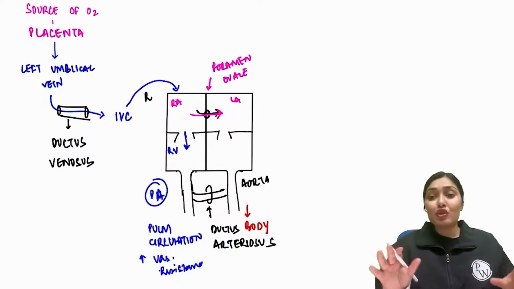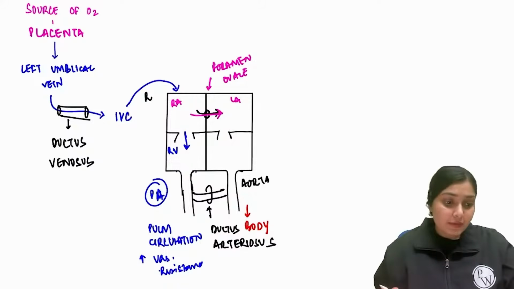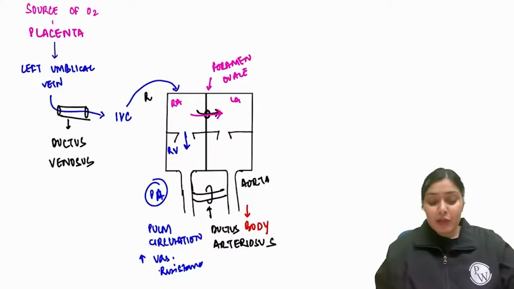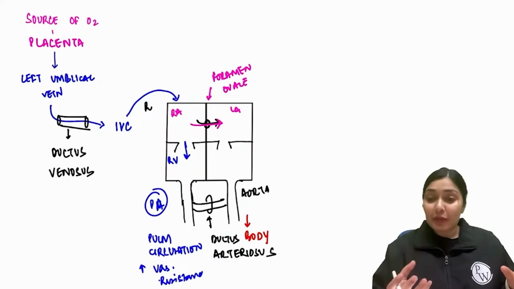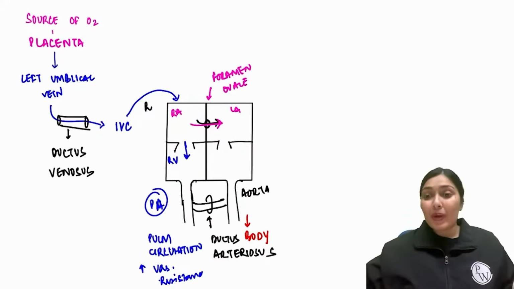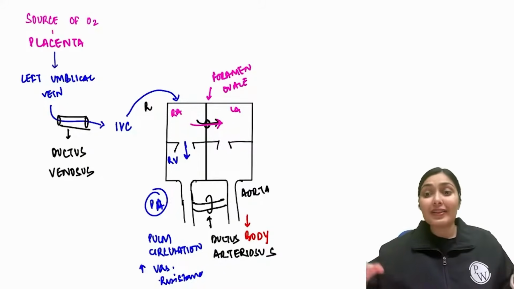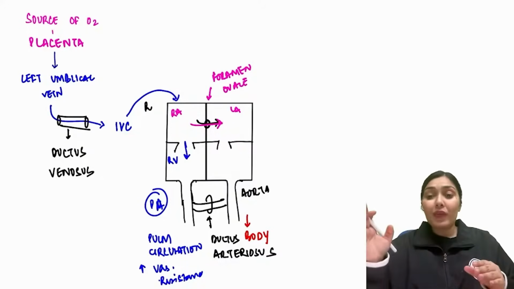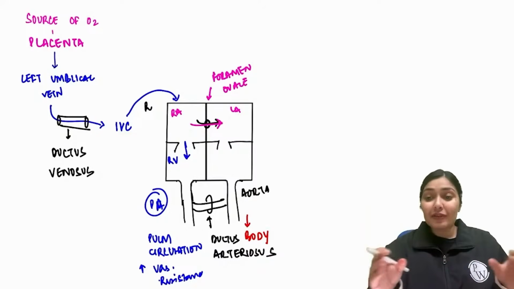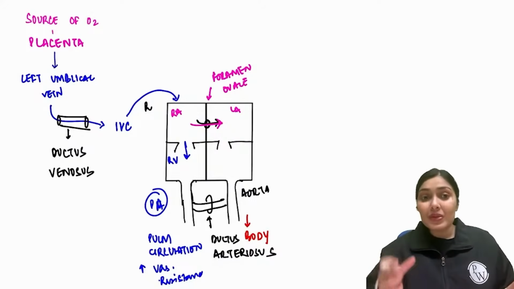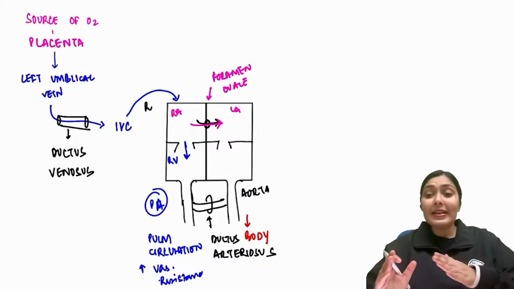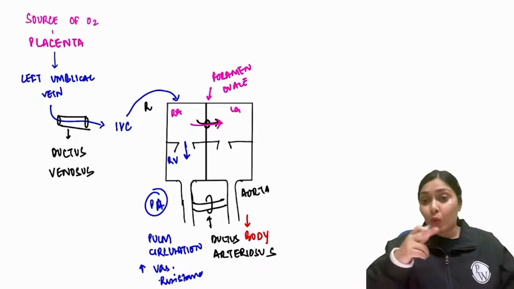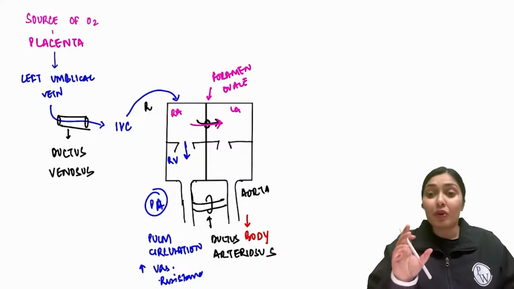So this is the major fetal circulation that happens, right? The source of oxygen is the placenta. From the placenta, oxygenated blood is carried by the left umbilical vein. This left umbilical vein joins another vein, the inferior vena cava, that is draining into the heart. These two veins are joined by a duct, and a duct connecting two veins is the ductus venosus. Now this blood from the inferior vena cava goes into the right side. From the right side, some of the blood reaches the left side through a hole in between the two atria, known as the foramen ovale.